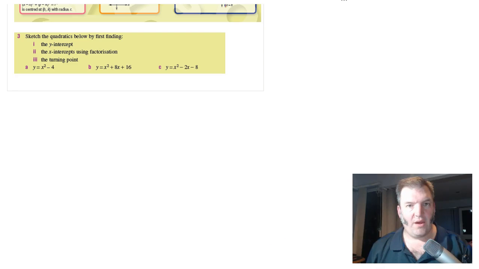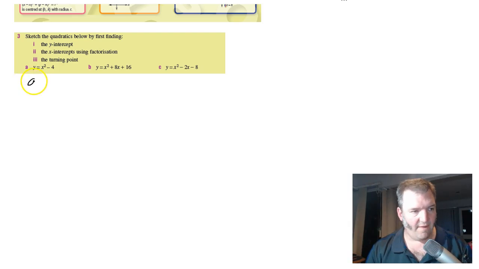That wasn't the pause. Okay, so I've gone and found question 3 out of the short answer part of the chapter review. It's as good a place as any to find something, so let's see how we go with these ones. Now, they're pretty straightforward, so sketch the quadratics below by first finding the y-intercept, the x-intercepts using factorization, so I'll remind us of that, and the turning point.